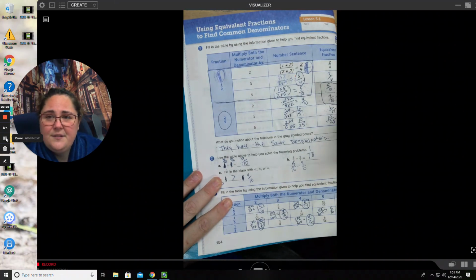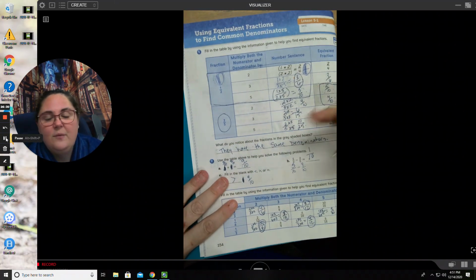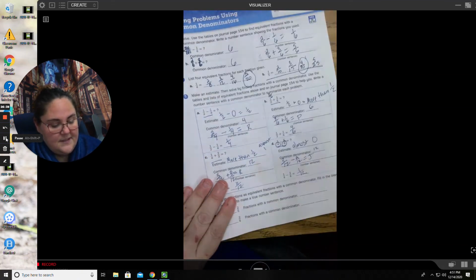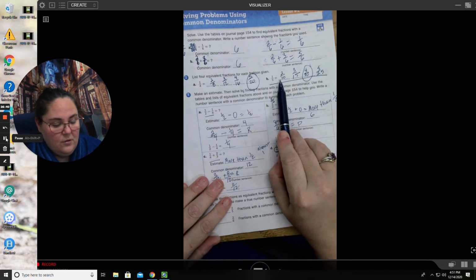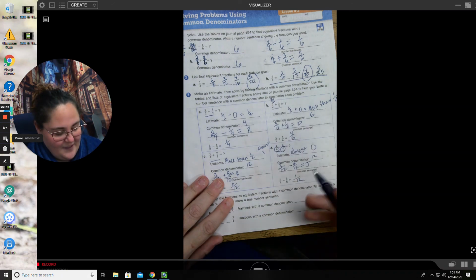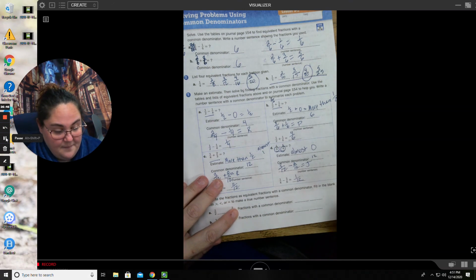Okay, so I'm going to use the chart this time. Remember, find one that works for you. So my options are 2, 4, 6, or 10. Let's see what this one has. Oh, look, we can use 10. So my common denominator will be 10.